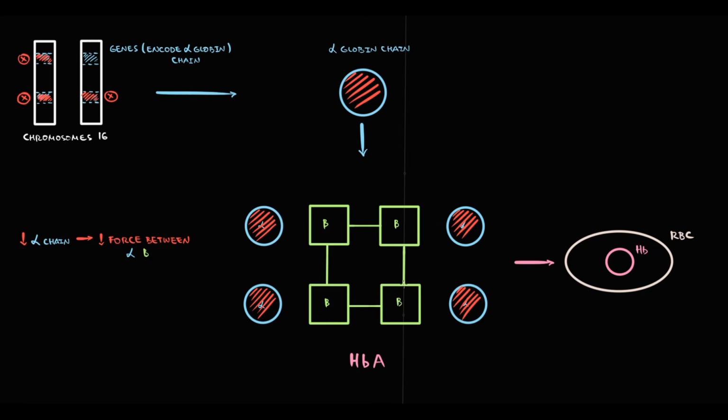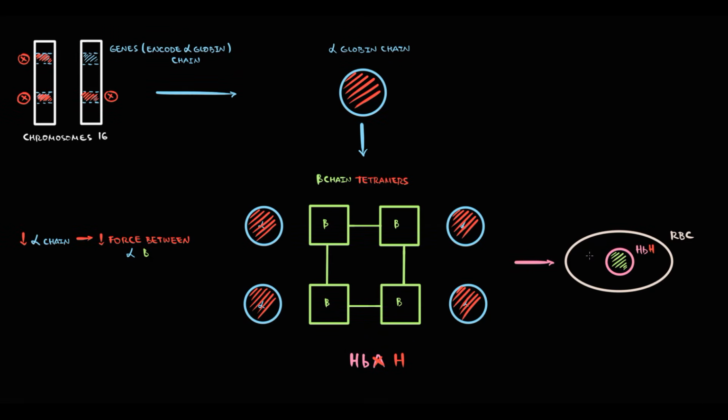This results in production of beta chain tetramers. And hemoglobin, which is formed of beta chain tetramers, is called hemoglobin H. The problem with hemoglobin H is that, first of all, this hemoglobin cannot carry oxygen as hemoglobin A can. But more important is that hemoglobin H is toxic for red blood cells.